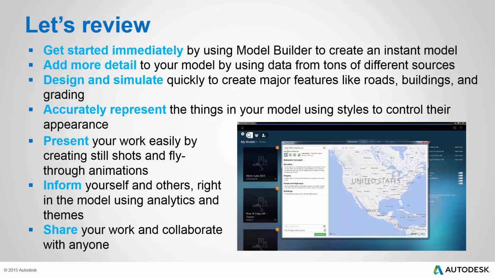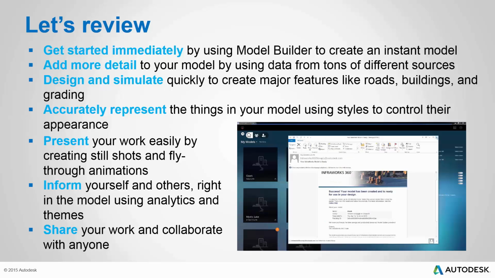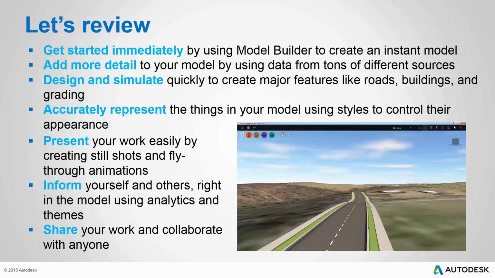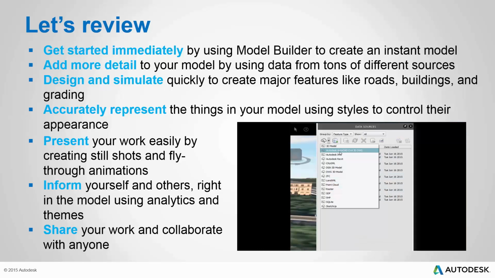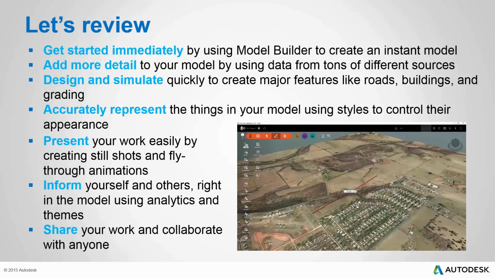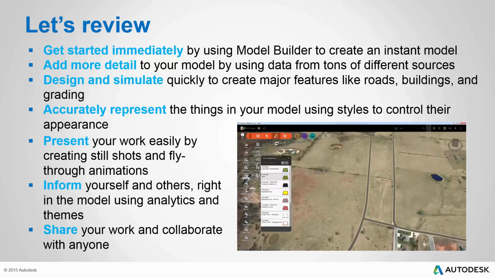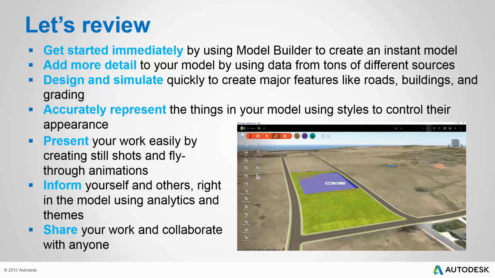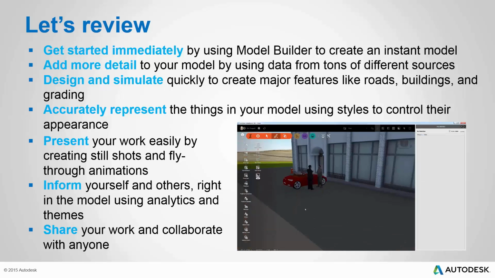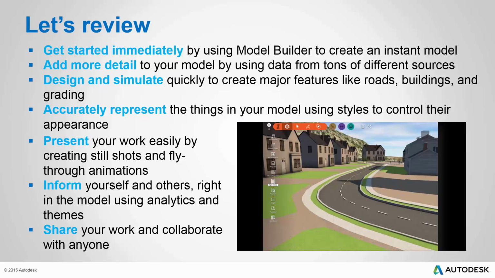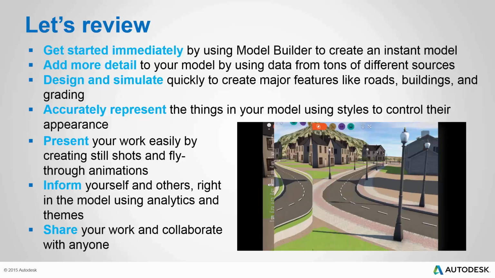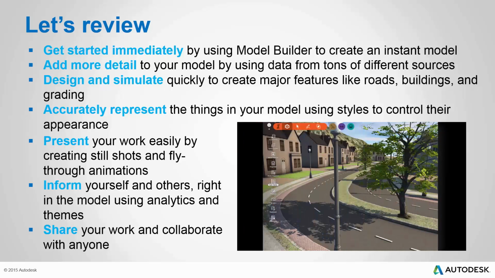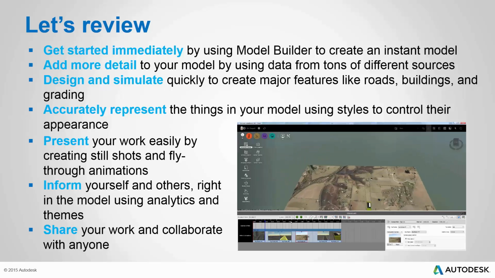So let's review what we talked about in this presentation. We started off discussing how you can get started immediately by using Model Builder to create an instant model. Then you can add more detail to your model by using data from a ton of different sources. Next, you can quickly design and simulate major features like roads, buildings, grading, and many others using the quick sketch tools in the core tools of InfraWorks 360. After that, you can control how things are represented through the use of styles, which are ways of storing and naming settings that control the appearance and geometry of objects.